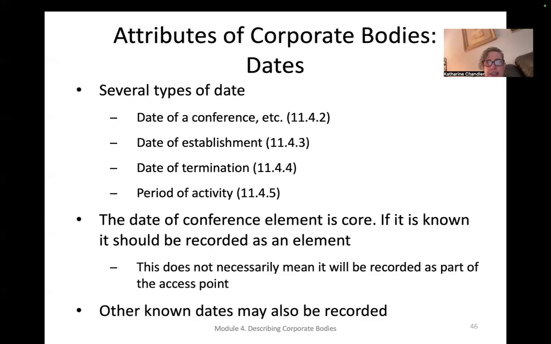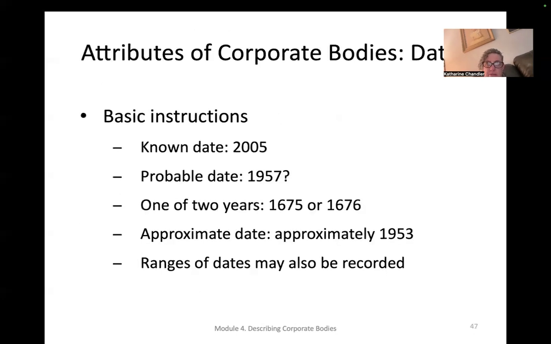Attributes of corporate bodies, dates. Several types of date: date of a conference, etc., date of establishment, date of termination, period of activity. The date of conference element is core. If it is known, it should be recorded as an element. This does not necessarily mean it will be recorded as part of the access point. Other known dates may also be recorded.